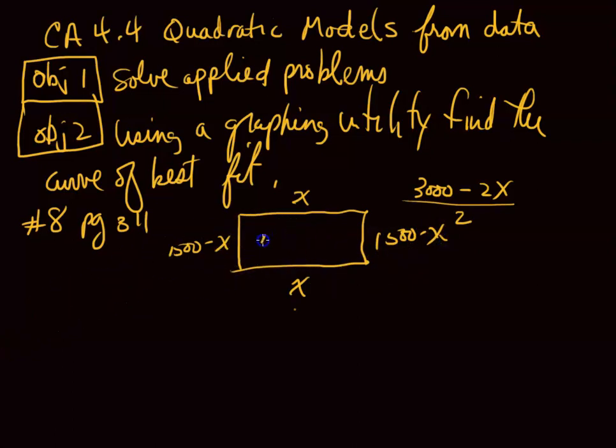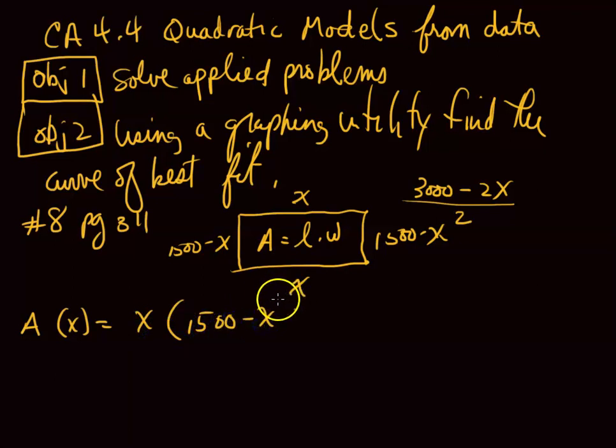The area, which is the length times the width, the area in terms of x, is the length x times the width, 1,500 minus x. So that's the area. You could, if you wanted to, multiply that out. It's negative x squared plus 1,500x. That's the area. That's part A.